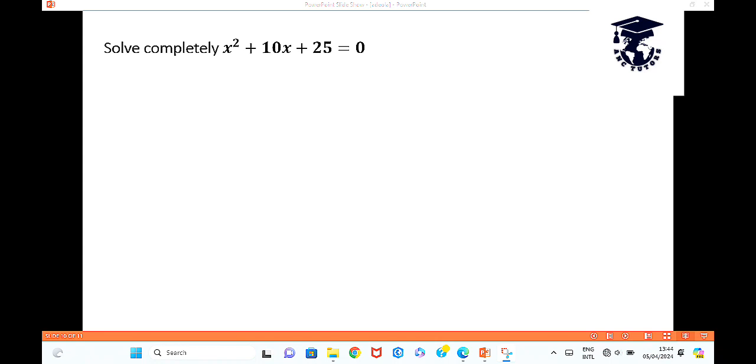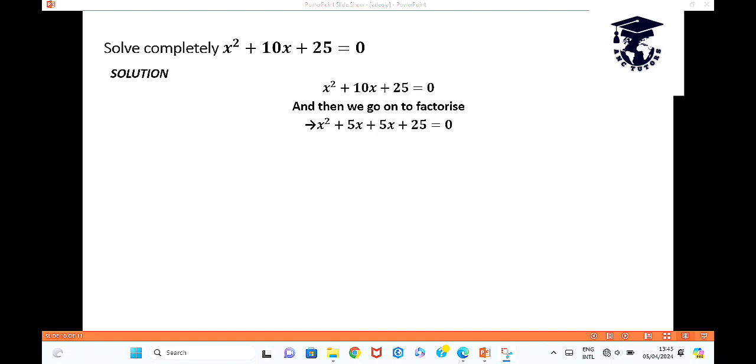The question before us today is to solve completely x squared plus 10x plus 25 is equal to 0. You can only solve an equation, and thank God we have an equal to sign here, which is 0. So we raise the question for better clarity and we go on to factorize.